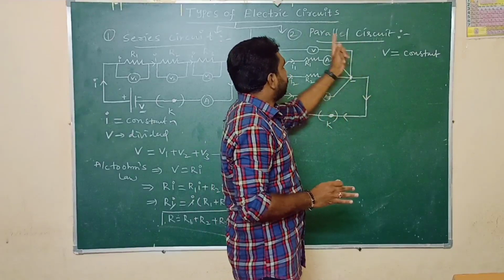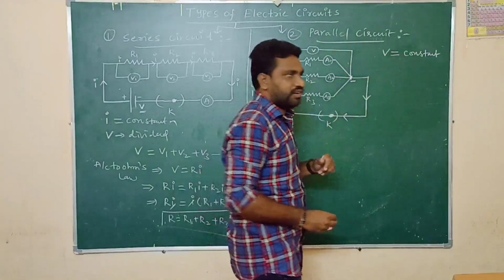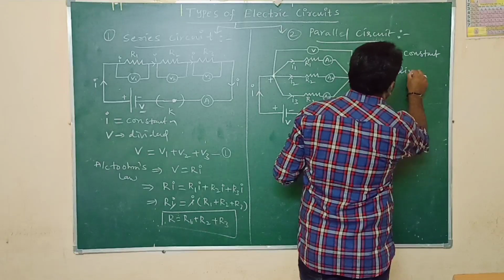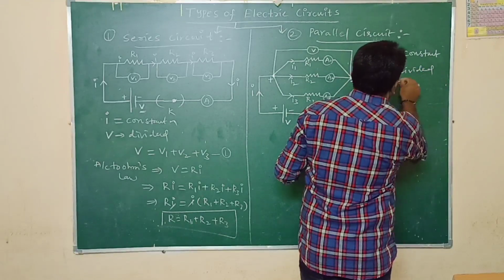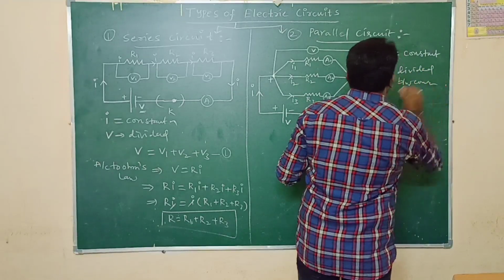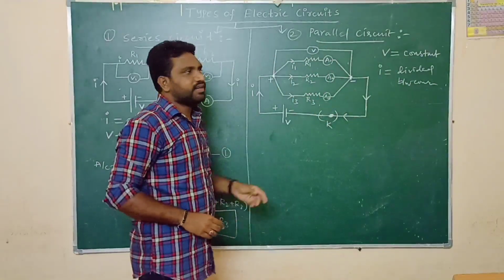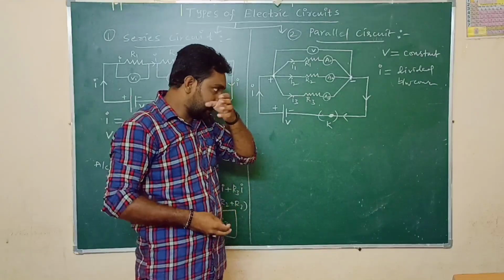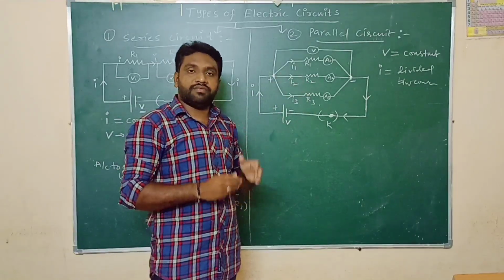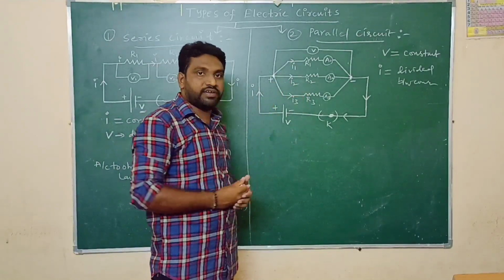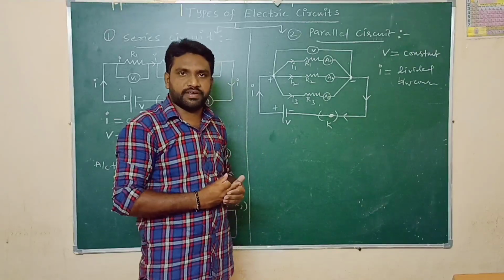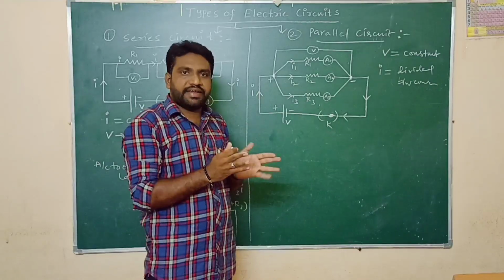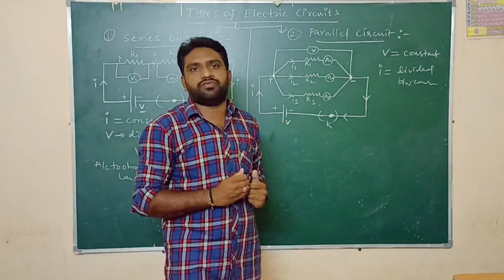So in this parallel circuit, potential difference remains constant, but the current is divided between the components. Current is divided among the resistors. Why is the current divided in a parallel circuit? When I explained the definition of a parallel circuit, what did I explain? When the components are connected in a parallel manner, it creates individual or separate paths for the flow of current.